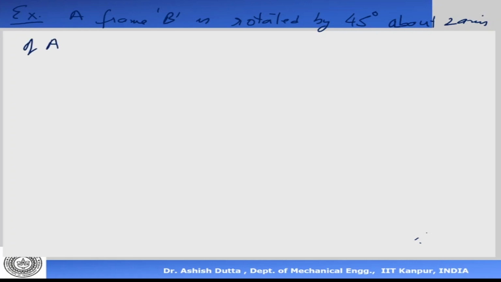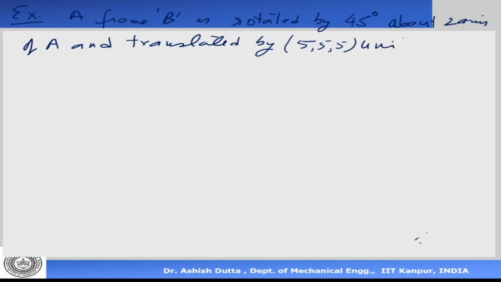Of frame A, and then it is translated by 5, 5, 5 units in the x, y, z directions of A. Okay, so let's try and understand this.